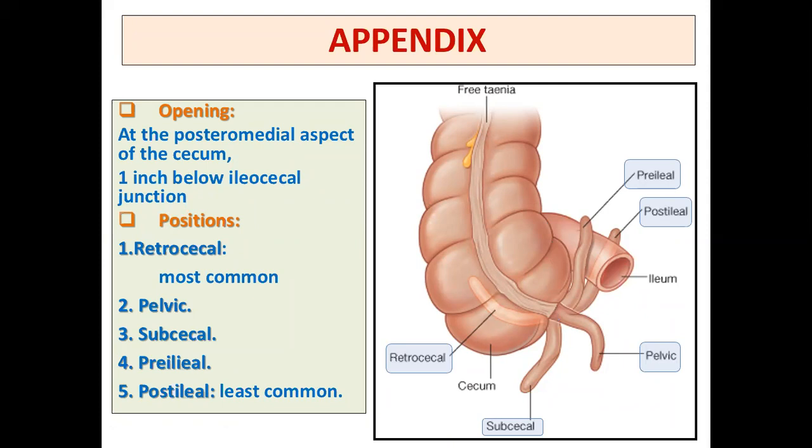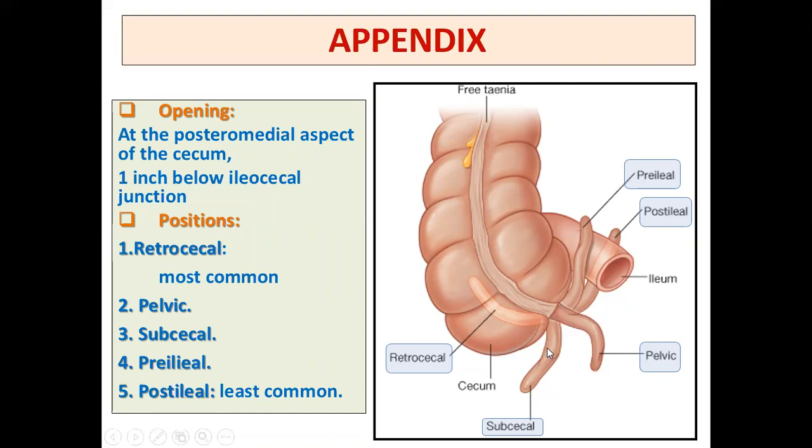Okay, but as I said, this is very notorious and it will be changing its position. The base is fixed, so it cannot move, but this long appendix will be moving in different directions. So depending on which position it is present, it can be divided into different positions. So what are the positions?